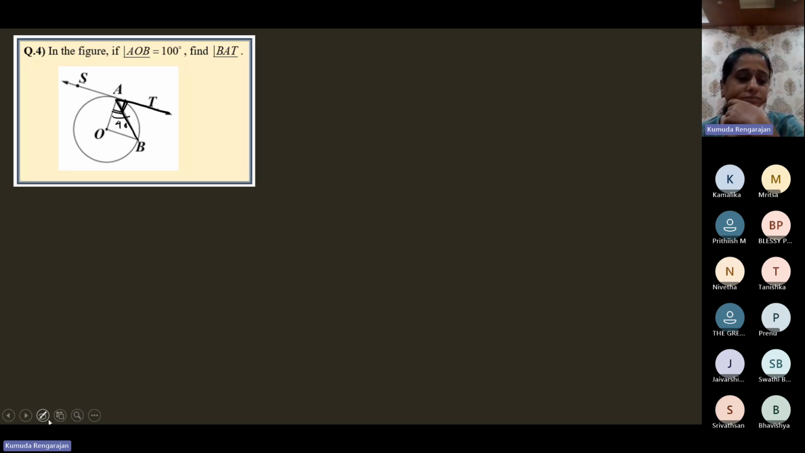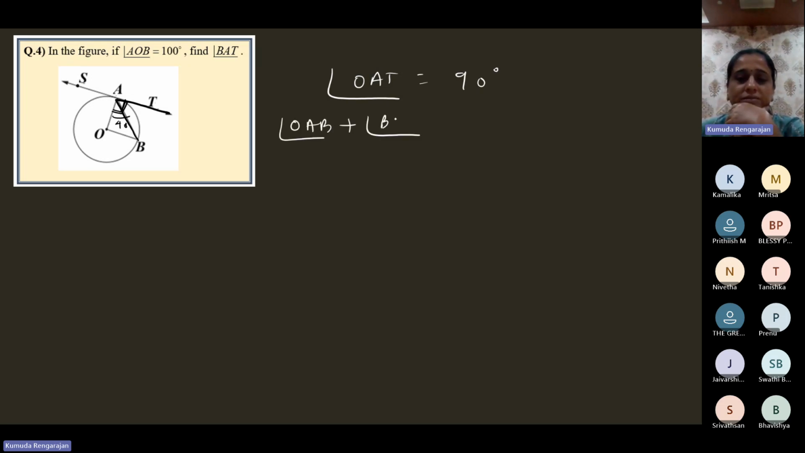So how will you write? Angle OAT is equal to 90 degrees. But what is OAT made up of? It's made up of OAB and BAT. Correct? OAB and BAT is equal to 90 degrees. OAB is 40. So 40 plus BAT is equal to 90. So BAT is equal to 90 minus 40, which is 50.